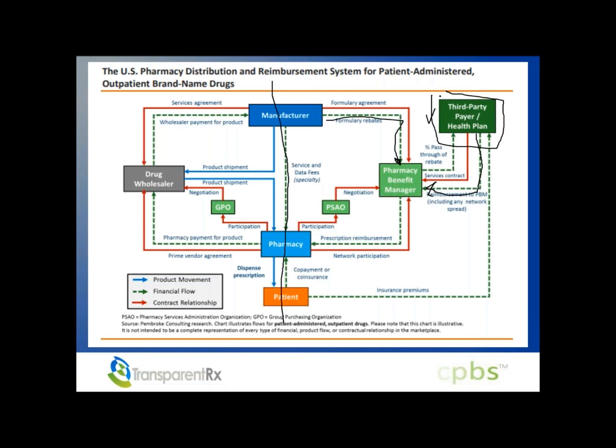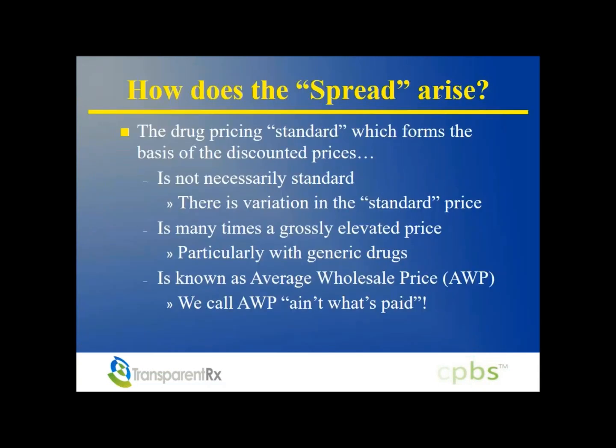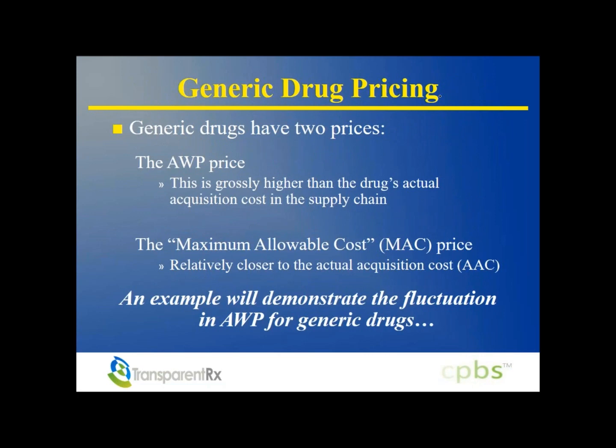The outflow of cash for ingredient costs, I said, is too high. The reason is called spreads. The drug pricing standard, which forms the basis for discounted prices, is known as average wholesale price, AWP. From the pharmacy side of the business, we refer to AWP as "ain't what's paid." Well, why is that? Generic drugs have two prices.